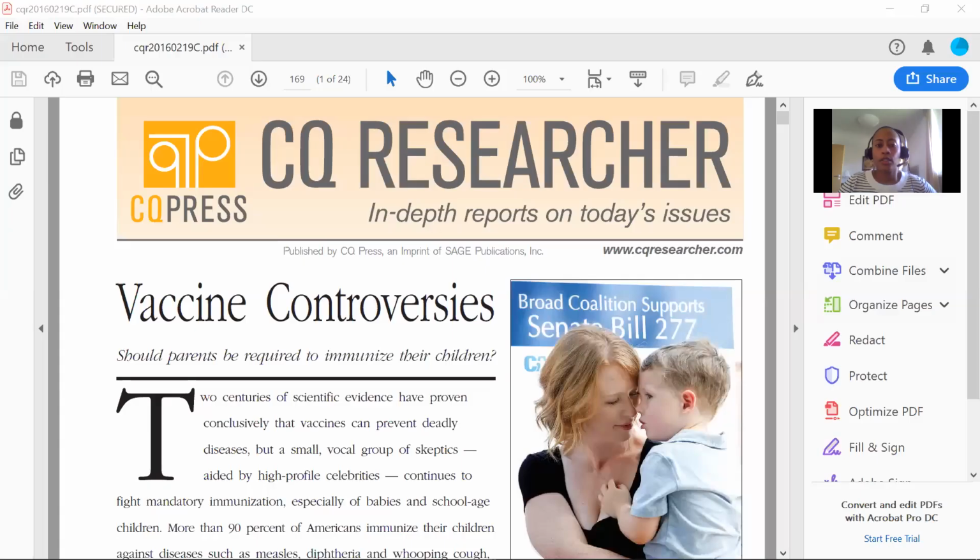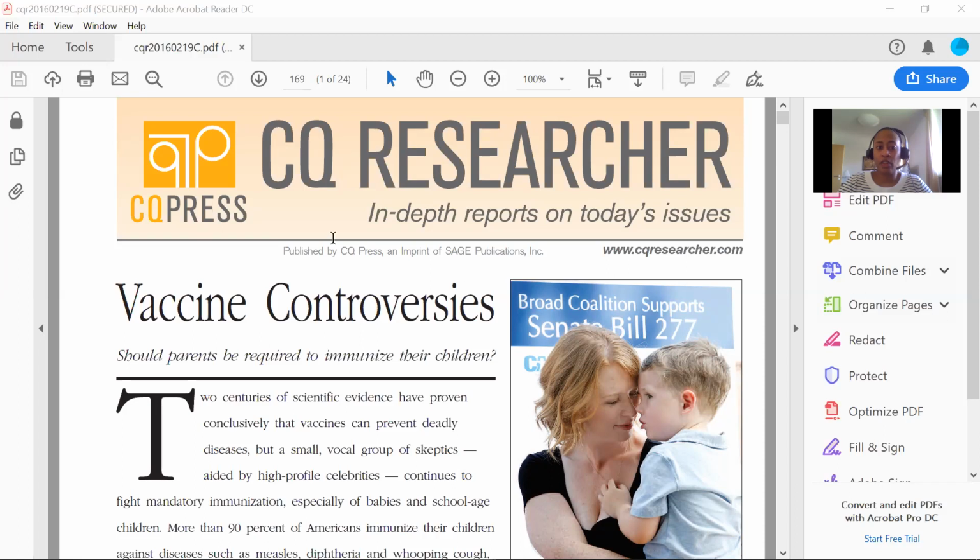Okay. So, one of the reasons why I suggest taking a look at the CQ Researcher articles is because this one report on vaccines, for instance, provides you with 24 pages of information just about the vaccine controversy, and it was published in 2016. So it's pretty relevant, pretty recent, and it contains quite a bit of information.